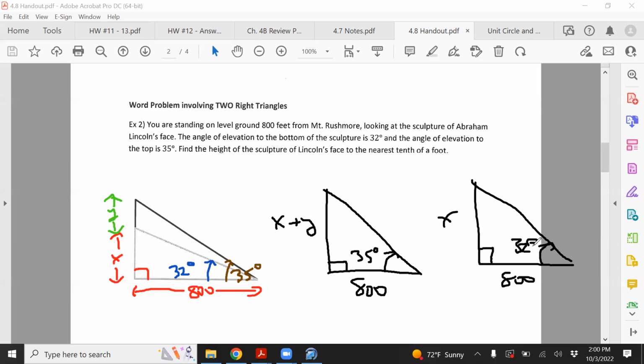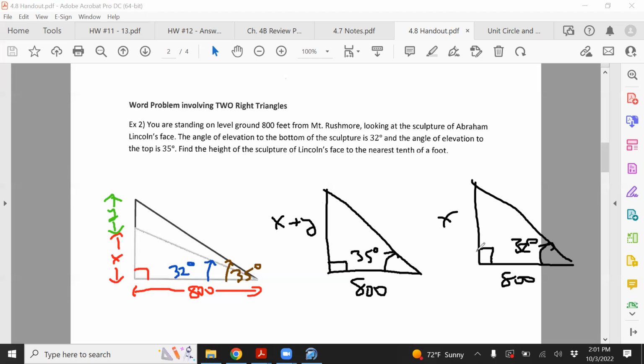That's why it's two triangles, right? You have a bigger triangle with 35 degrees and X plus Y. You have a smaller triangle with 32 degrees and X and 800. Please don't focus on the slanted triangle here. That does no good. There's no right angle. It's called law of sines, law of cosines, special formulas that enable you to solve for that, but that's not part of what we're doing this year. So yeah, good.